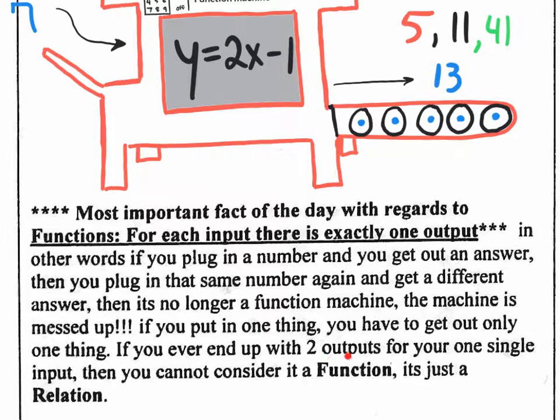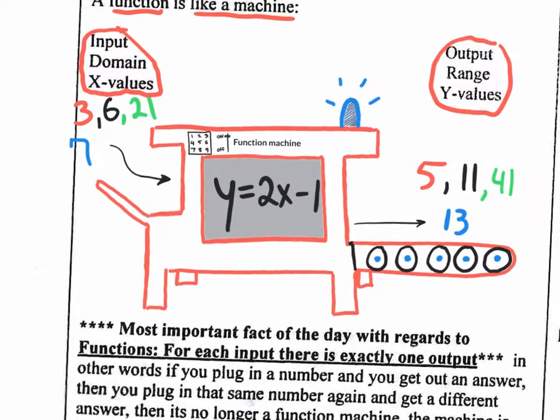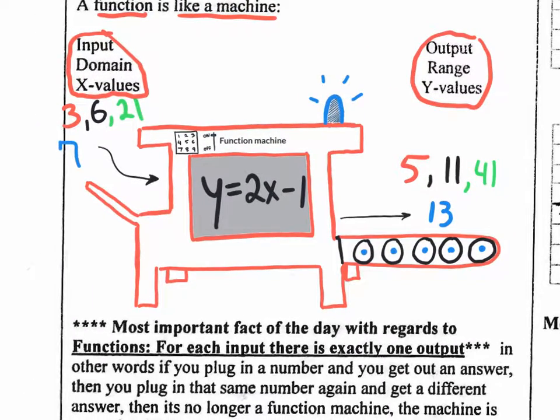If you ever end up with two outputs for one single input, then you cannot consider it a function, it's just a relation. Now this paragraph itself could be kind of confusing. But let's go back to this drawing and let's really make sense of what the paragraph says. Let's forget about numbers right now. If I put a piece of dough into this machine, I get out a donut. That's cool, right? If I take another piece of dough and put it in there, what am I supposed to get out? A donut. I put in a piece of dough, I get out a donut. I put in a piece of dough, I get out a tortilla. That means that this machine's broken.